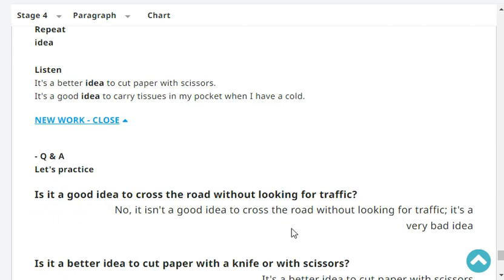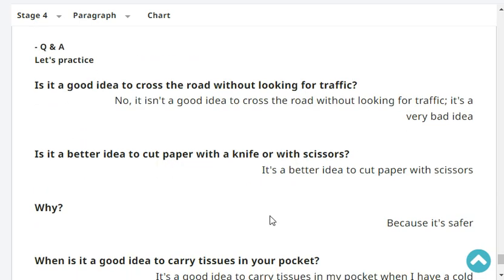Okay, is it a good idea to cross the road without looking for traffic? No, it isn't a good idea to cross the road without looking for traffic. It's a very bad idea. Is it a better idea to cut paper with a knife or with scissors? It's a better idea to cut paper with scissors. Why? Because it's safer.